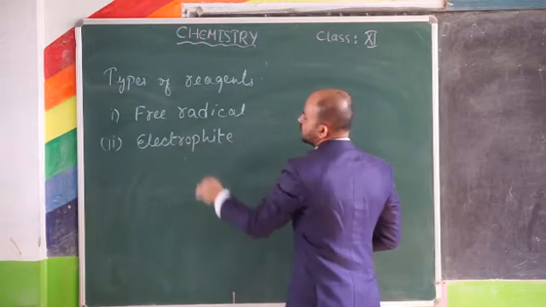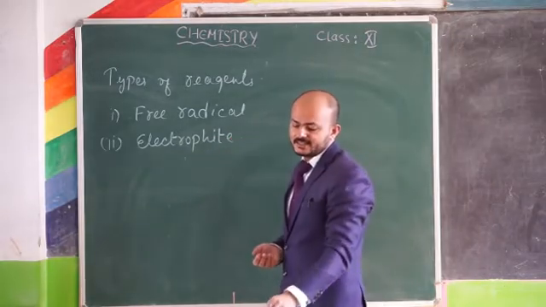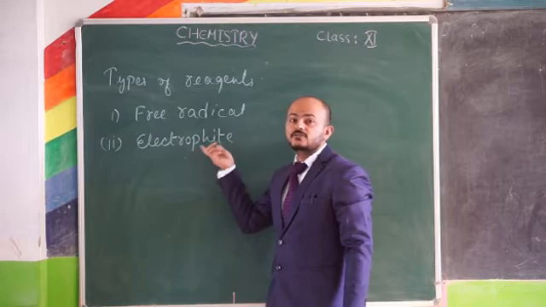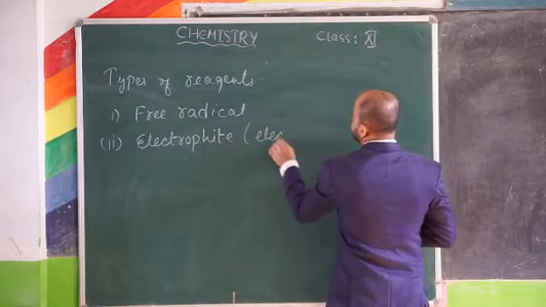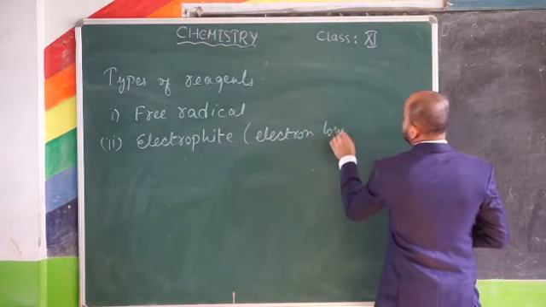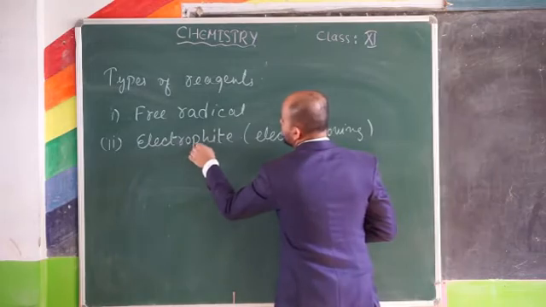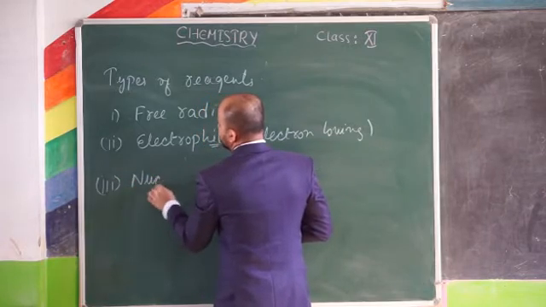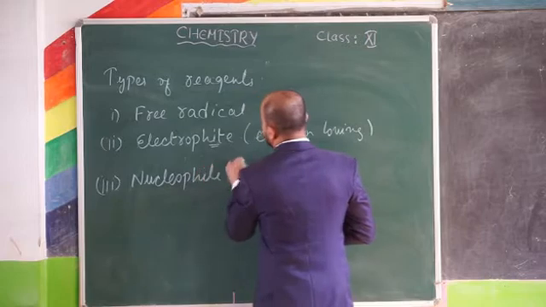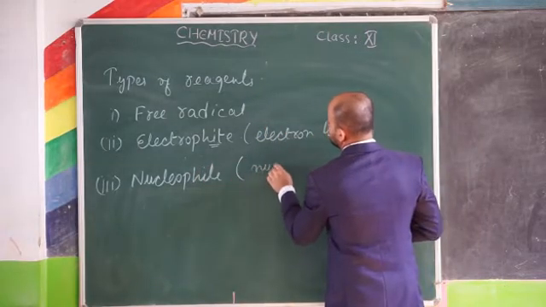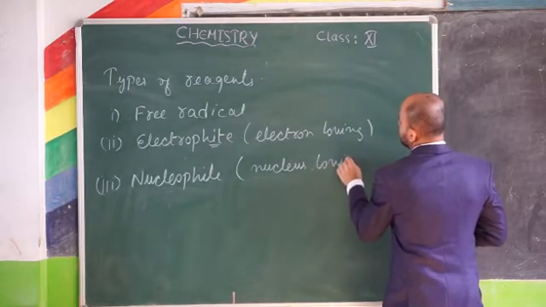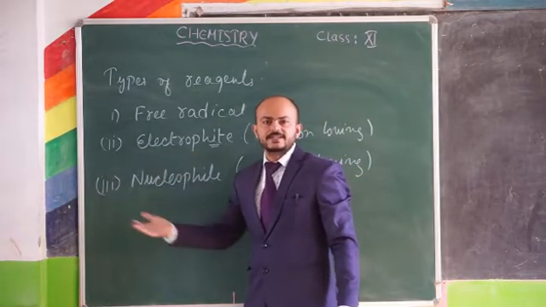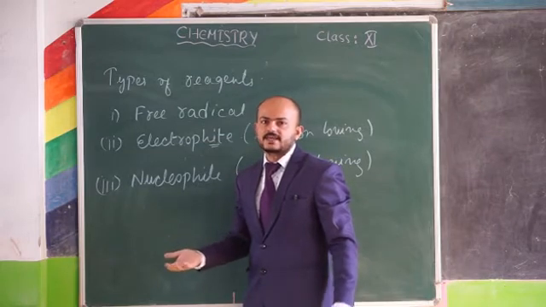Electrophiles are those compounds which are electron loving. Electron loving means they have positive charge or they are deficient in electrons. Number 3 is the nucleophile. Nucleophile means they are nucleus loving. So if they are nucleus loving, that means nucleophiles either have a negative charge or they are donating electrons, like they have a lone pair.